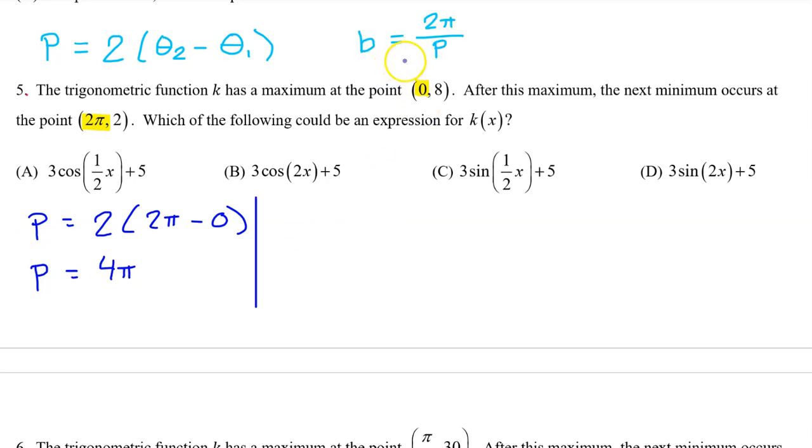We have also memorized that the b value is 2 pi divided by the period. So in this case, the b value is going to equal 2 pi divided by 4 pi. The pi's cancel out, and 2 over 4 reduces to 1/2. So that narrows it down to options A and C. These are the only ones that have a b value of 1/2.